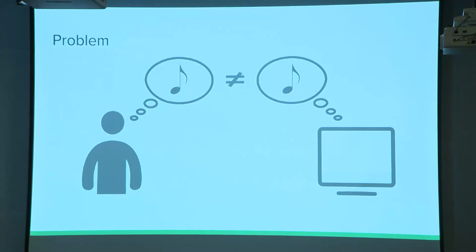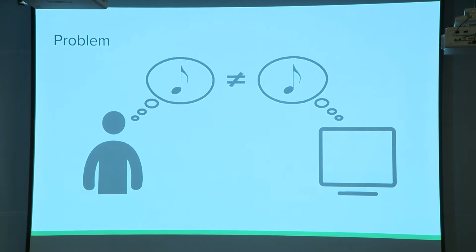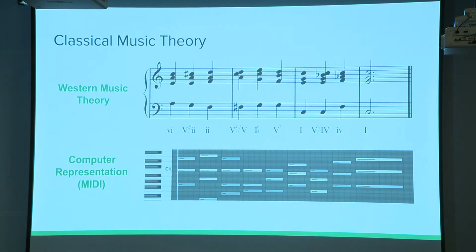Background. The problem is that right now there's a misrepresentation between how humans think of music and how a computer represents music. This is how a computer typically represents music. This is basic classical music theory. Here we have a chord progression, and lots of Roman numerals under it. When I think about music in my head, I'm not thinking about Roman numerals. I think a trained musician could try to do that, but we need to create a better match between how we're thinking about music and how a computer represents it.